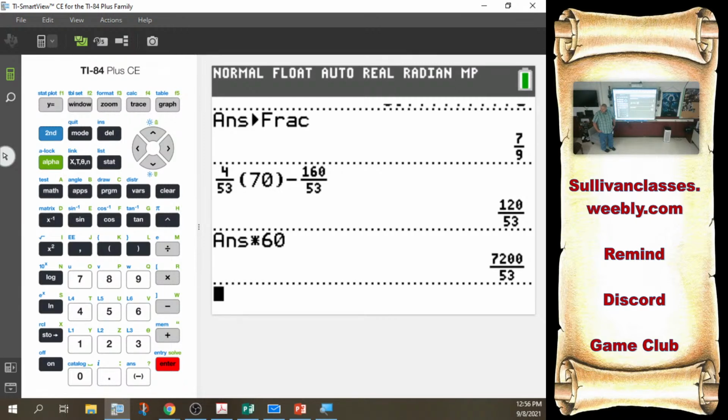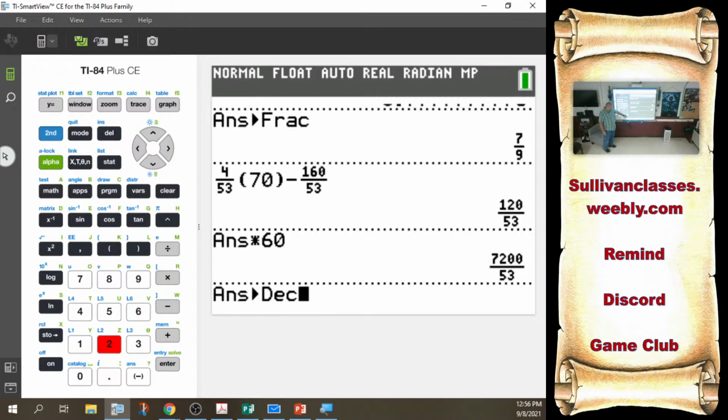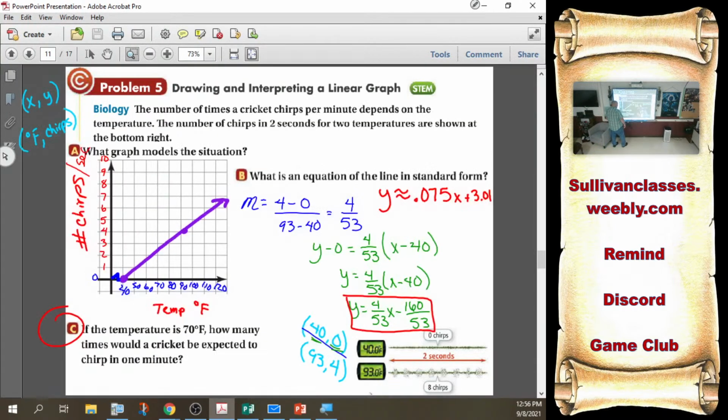I can just straight up divide the numbers. 7,200 divided by 53. Or, if we're not as familiar with these, hit math. Option number 2 is to change it to a decimal. I need to think about that. This cricket is going to chirp 136 times in a minute. Like my eye starts twitching just listening to that. Like, no thanks. Okay.